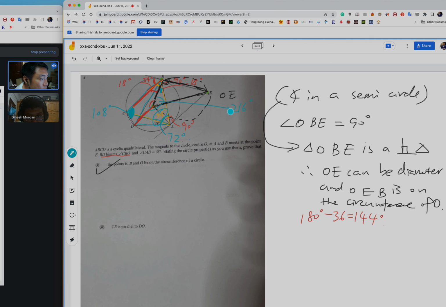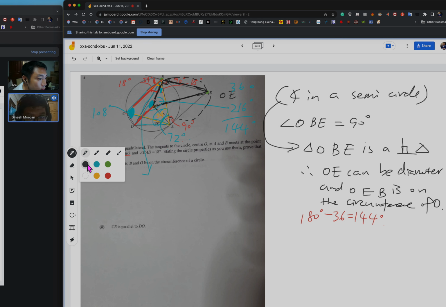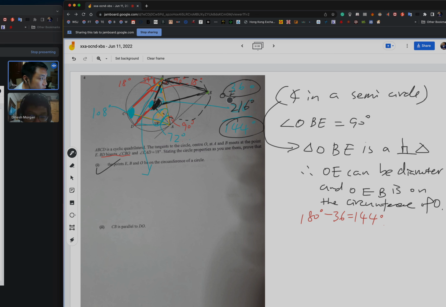So if that is 216, you do 360 minus the 216, that will give you 144. Done. So this is 144. Can you get it? Yeah, okay. So the black one here is 216, I'm sorry. So the blue one has to be 144 because it's 360 minus it. Okay, then that's it. Done.